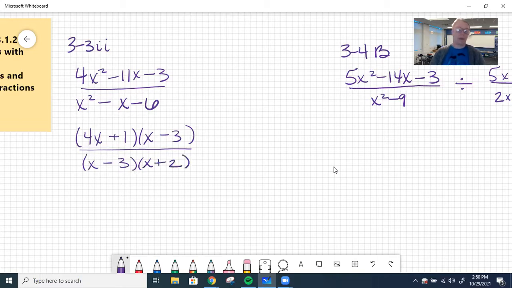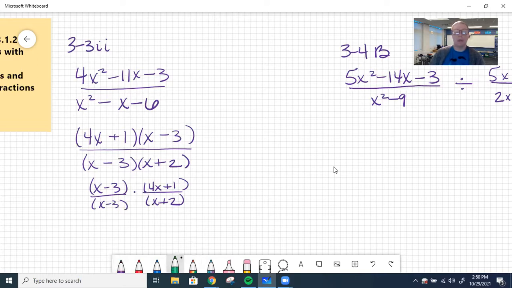So here are my factors. And what we're looking for is what CP/M calls a giant one. So I can rearrange this into x minus 3 over x minus 3 times 4x plus 1 over x plus 2. So if you multiply across the top, that's equivalent to this. If you multiply across the bottom, that's equivalent to this. So we're allowed to do that.